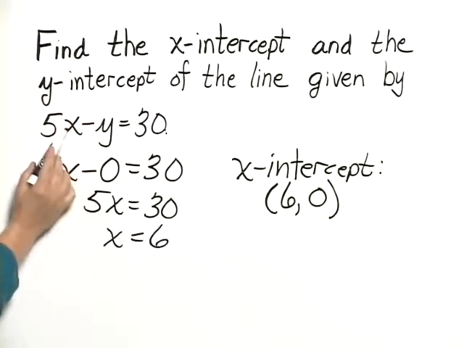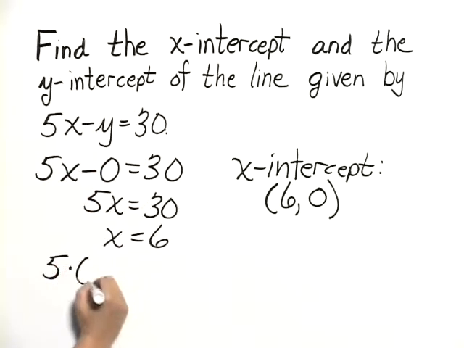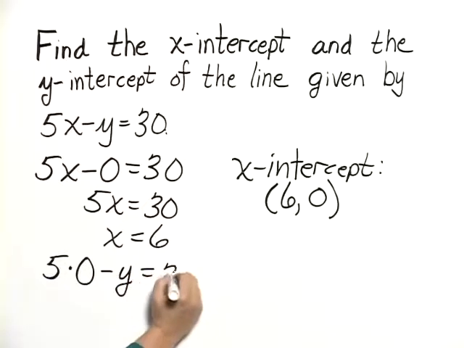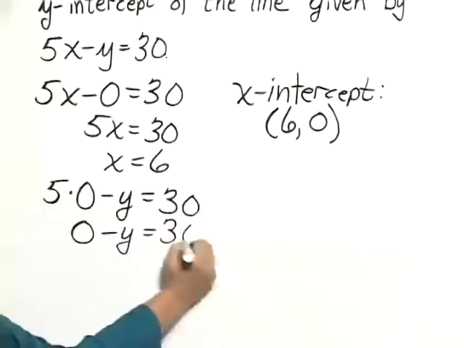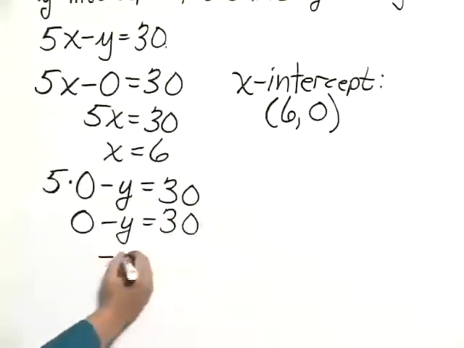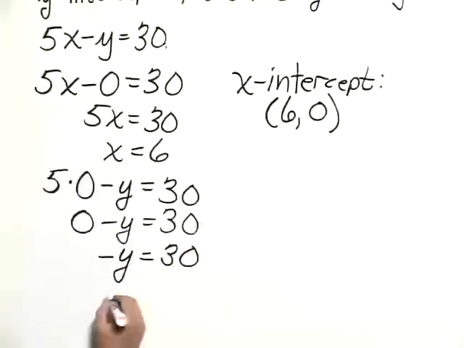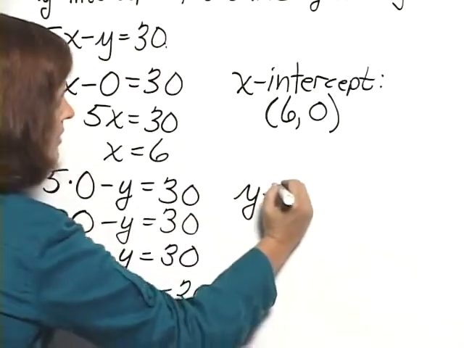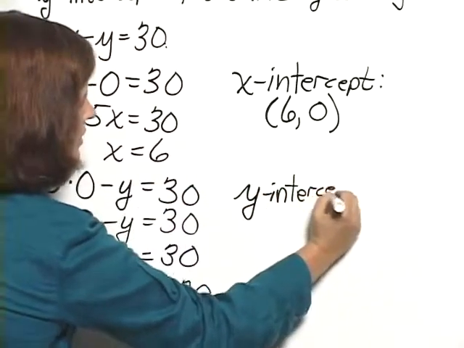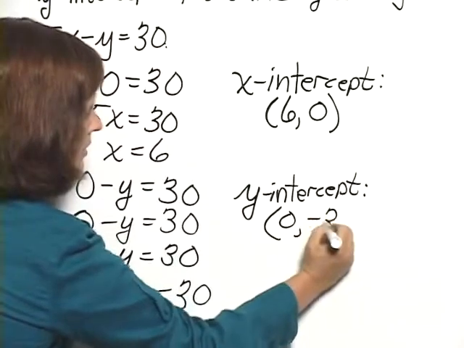To find the y-intercept, we let x equal 0 and solve for y. So we have 5 times 0 minus y equals 30. 0 minus y equals 30. Multiplying, or the opposite of y equals 30. Multiplying both sides by -1, we then have y equals -30. And that tells us then that the y-intercept of the line is the point (0, -30).